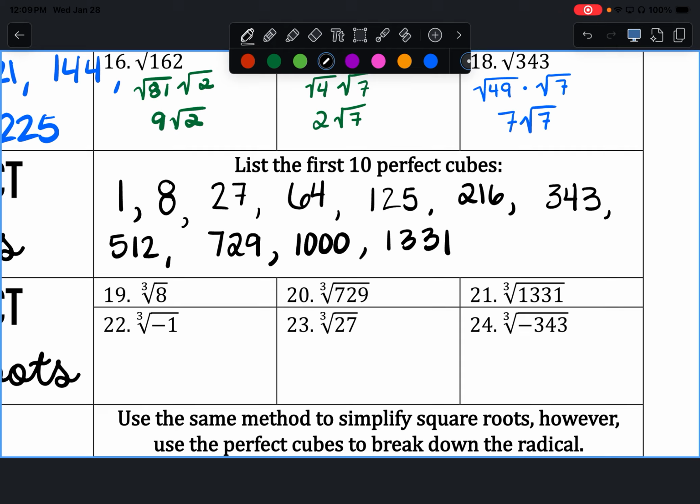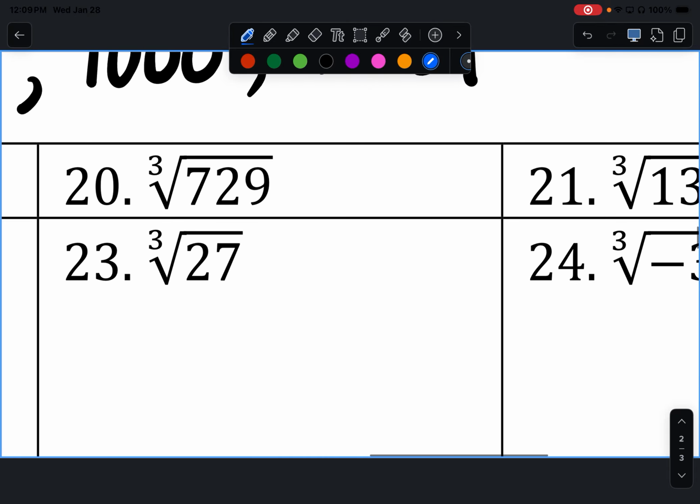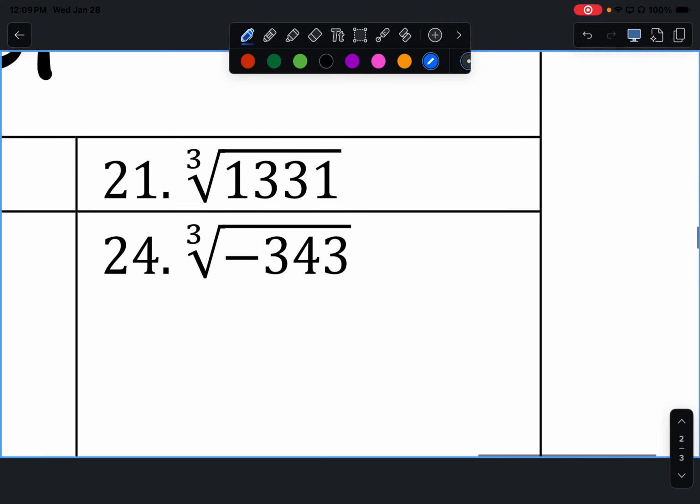All right. So now, we are going to look at the perfect cubes. These are the ones that we can evaluate to get a whole number, okay? What is the cube root of 8? 2. Because 2 times 2 times 2 is 8. That's what I meant to say. Okay, now, what is the cube root of 729? 9. What is the cube root of 1,331?